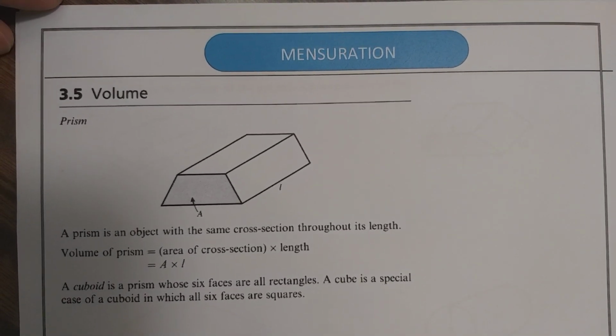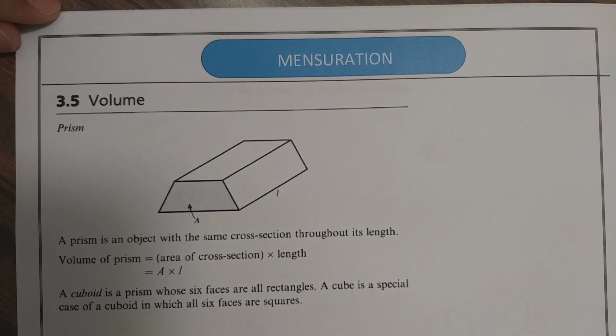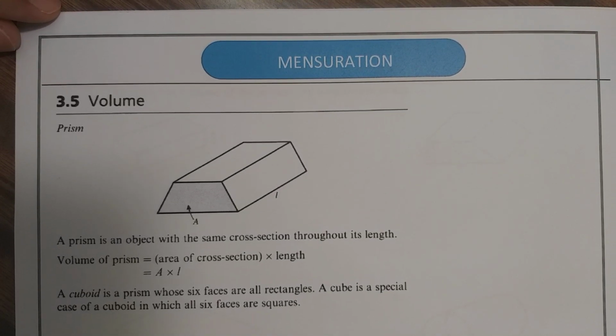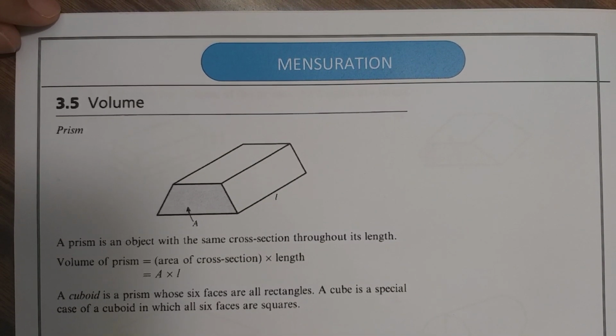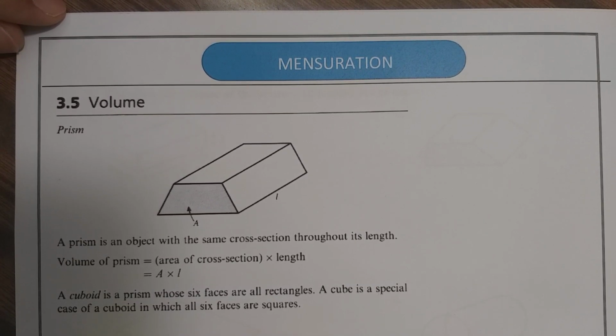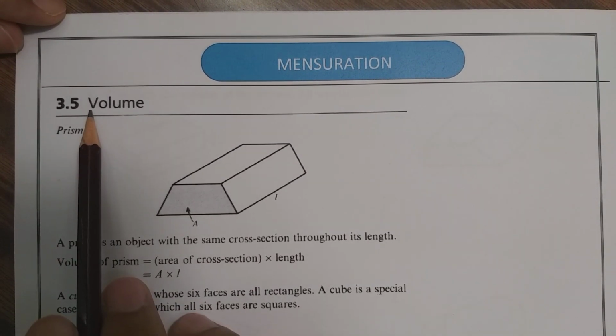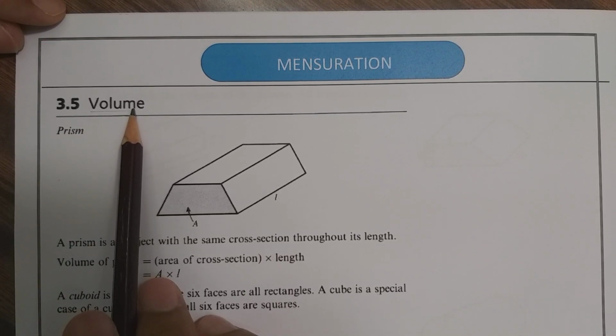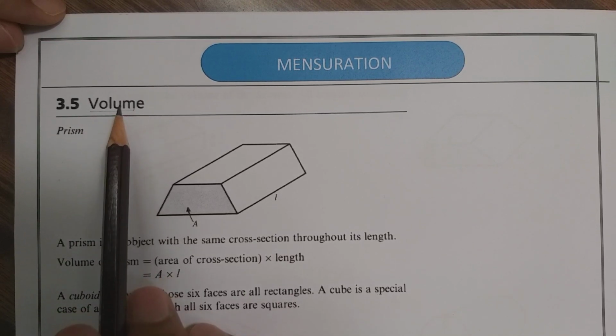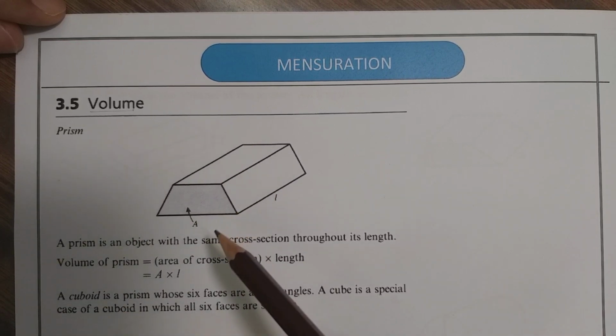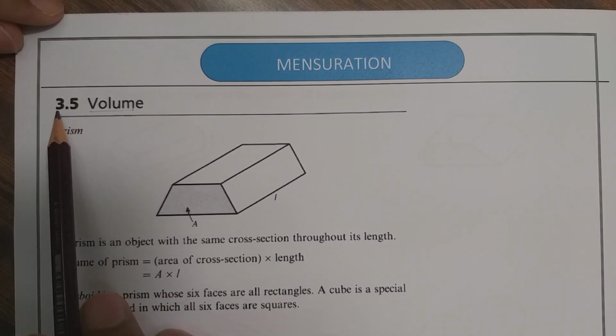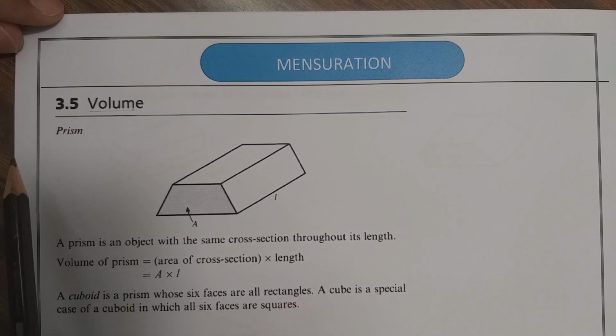on G.Math Academy. So today we will discuss again the mensuration. In the mensuration today the topic is volume. Volume of any object, and this information, this 3.5, I took from the book by David Rayner.